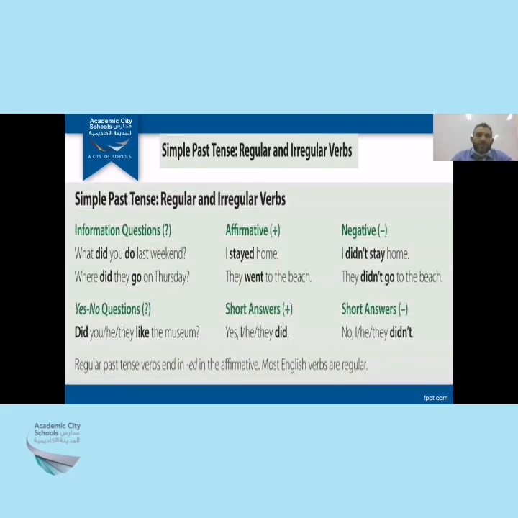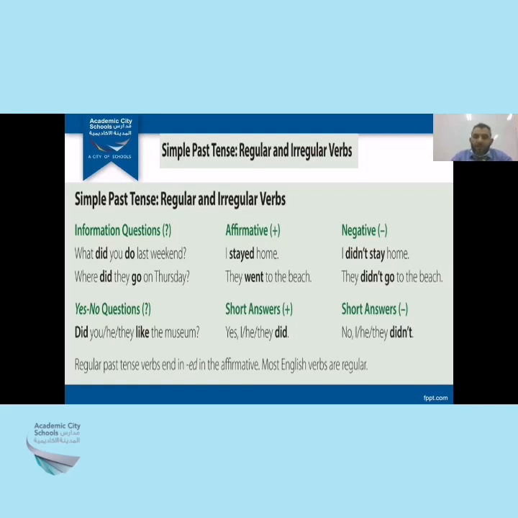As you see here, we have two kinds of verbs in the simple past tense. We have regular, which means al-muntazam, and irregular, which means al-ghayr muntazam. What is the difference between regular and irregular verbs?